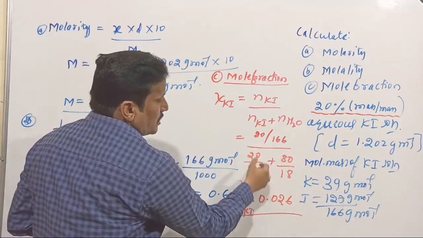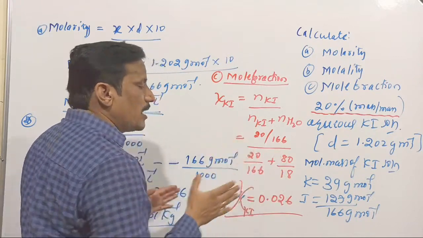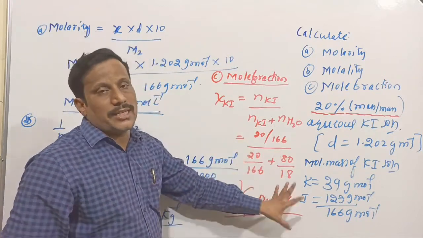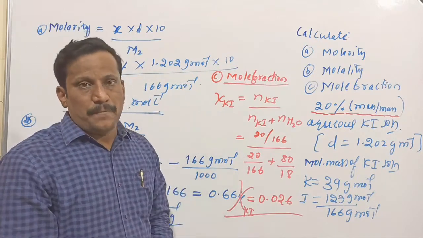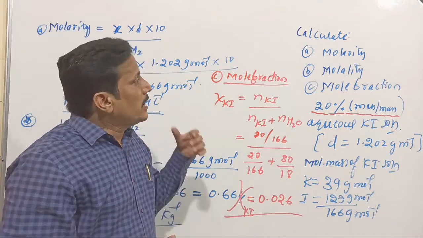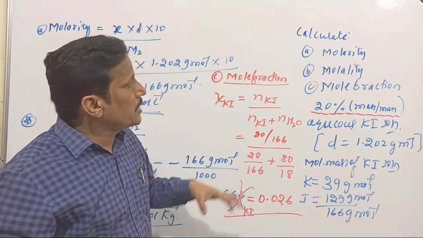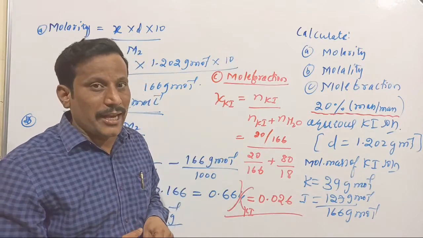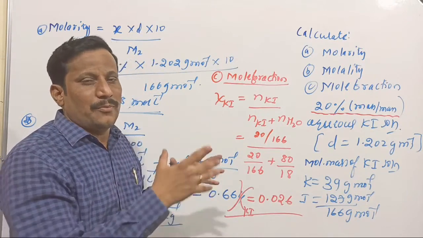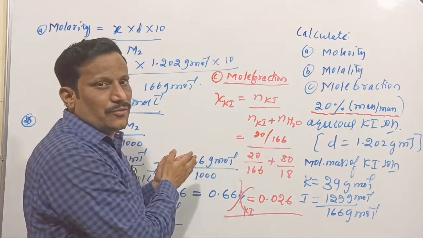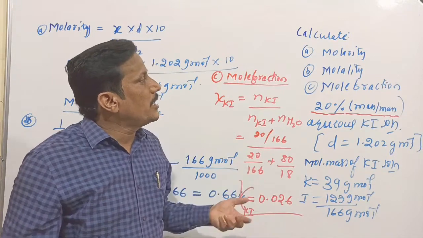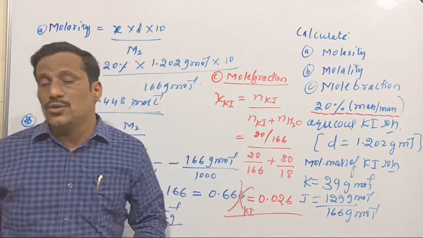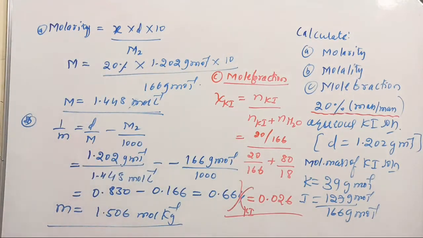20 by 166. So after solving this we get the answer 0.026. That is the mole fraction of potassium iodide. Okay, like this. One more problem is there. Homework problem I am giving you. Just for practice purpose, this is sufficient for you. One question: calculate molality, mole fraction of some solution.